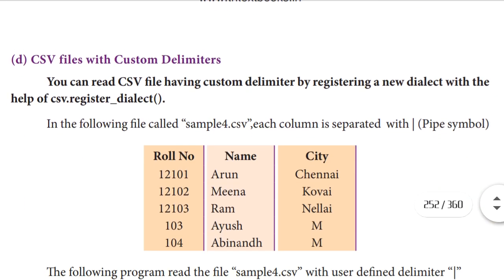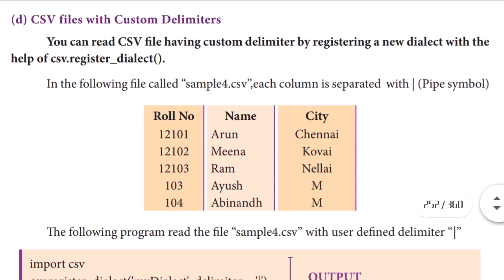Next we are going to see CSV files with custom delimiters. You can read a CSV file having a custom delimiter by registering a new dialog with the help of csv.register_dialog. So here we are registering a new dialog. Here one sample CSV file is given. Here each column is separated by a pipe symbol.